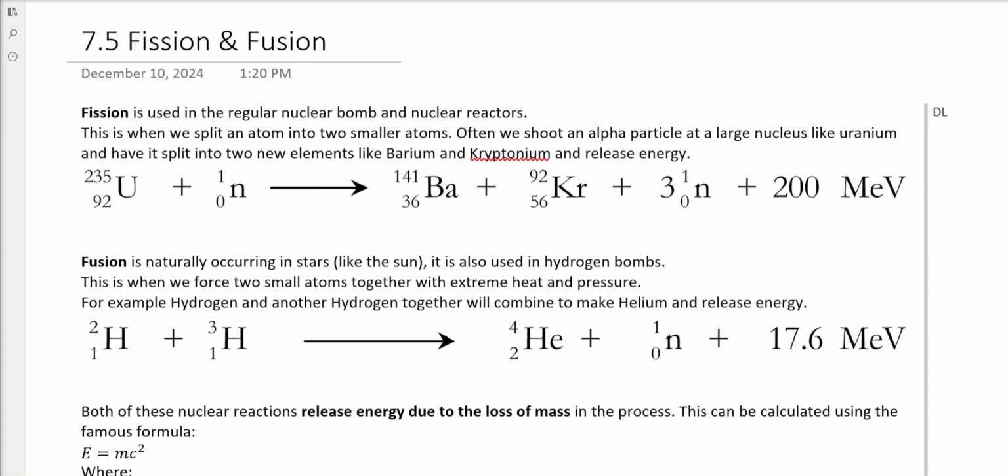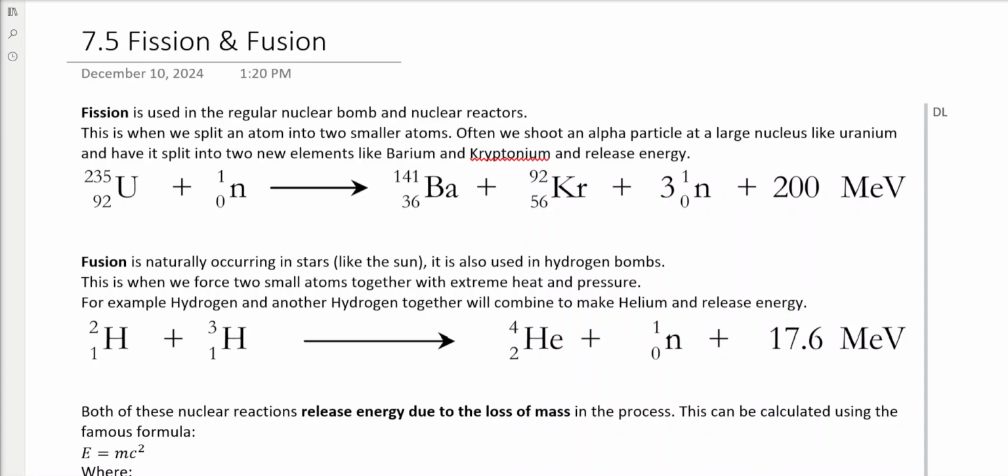Usually we're shooting an alpha particle at a large nucleus like uranium and having it split into two smaller elements like barium and krypton and release energy. Sometimes it's also going to be decaying, like maybe there's an alpha decay or something else that's taking place, or sometimes it's into just two very much smaller elements, like this case. Okay, and it also releases energy, and we'll talk about why in a bit.